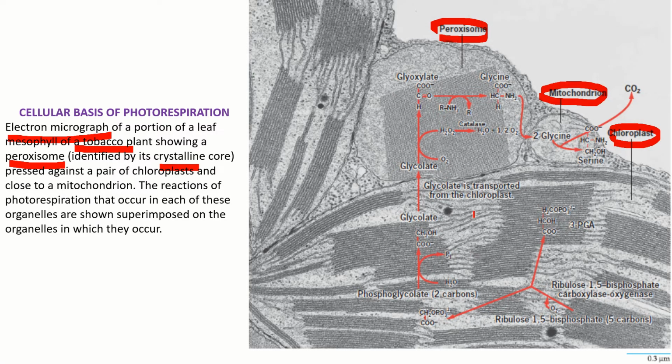You can identify the size of this organelle because you can see the scale is given here. You can use a scale also. This much distance is 0.3 micrometer. So this much is 0.3 micrometer. This much is 0.3 micrometer. Like that, you try to identify what is the size of these organelles. It will help you a lot.